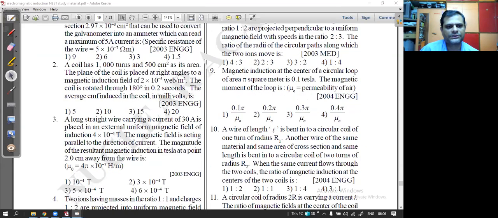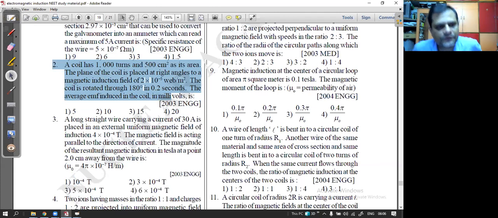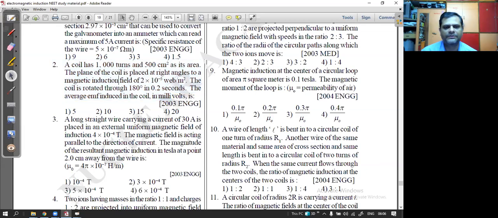ये सेकेंड वाला क्वेश्चन तुम कर सकते हो खुद से, ठीक है नहीं? It's very easy. We have already done this type of question in previous lectures. A coil has 1000 turns, 500 centimeters square as its area. The plane of coil is placed perpendicular to the magnetic induction of 2 into 10 raised to minus 5 Weber per meter square. The coil is rotated through 180 degree in 0.2 seconds.